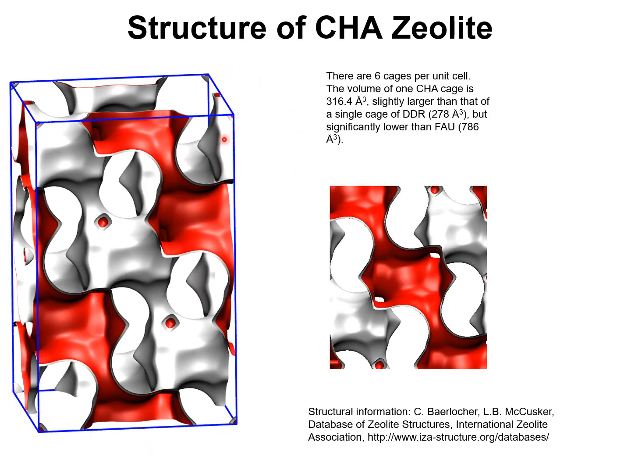One unit cell of chabazite has 6 cages. Each cage is separated from an adjacent cage by narrow 8-ring windows. The cage volume for chabazite is slightly larger than for DDR zeolite, but significantly smaller than for faujasite.